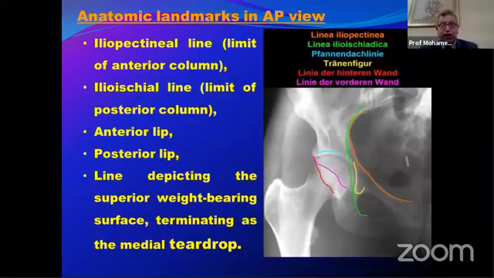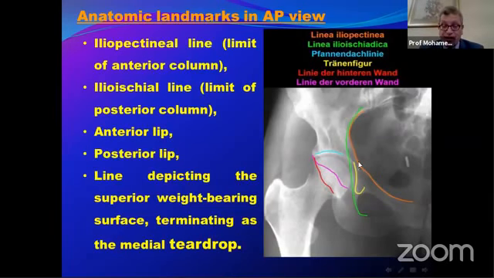The anatomical landmarks in the anteroposterior view. I have to be oriented with the landmarks in the X-ray, so I can properly diagnose the type of fracture. What are the landmarks? It's very important. Number 1, the iliopectineal line of the anterior column. Number 2, the ilioischial line of the posterior column.